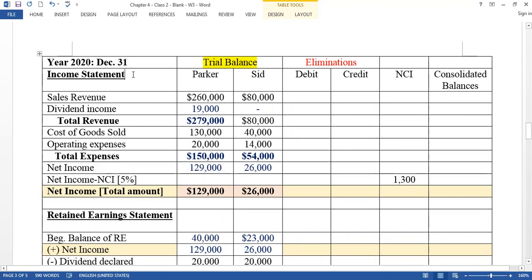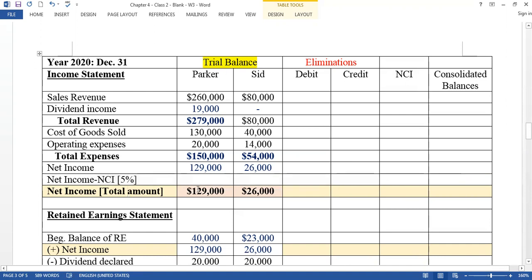As it is the income statement, so we should have a cell for net income of NCI, right? And we have a specific column for NCI. So here it is 1,300. I will show you the calculation later on. I can delete it now. So we should have a net income for NCI also.